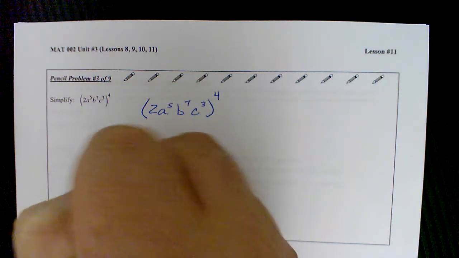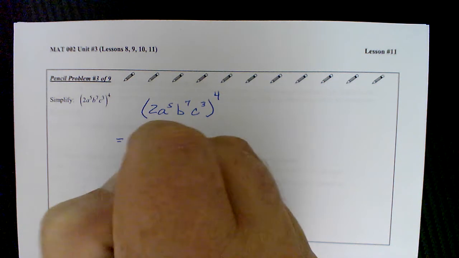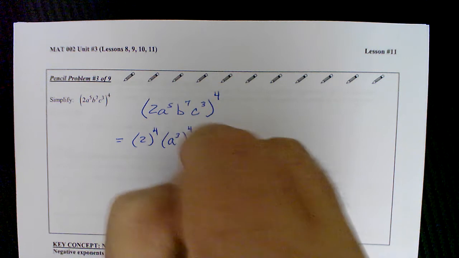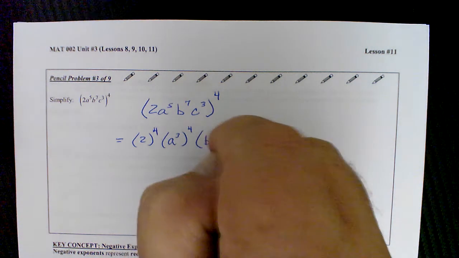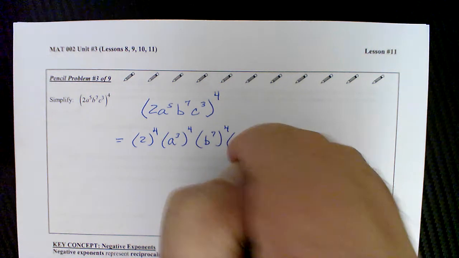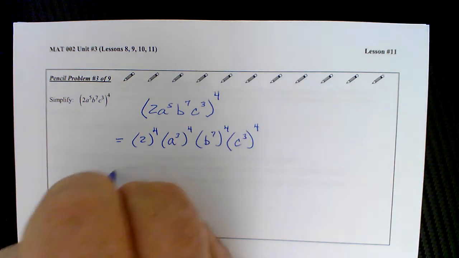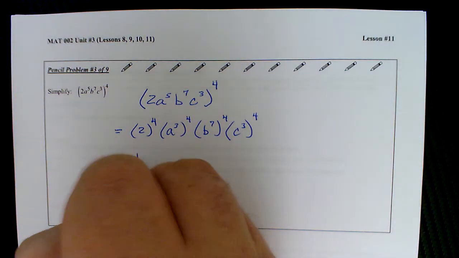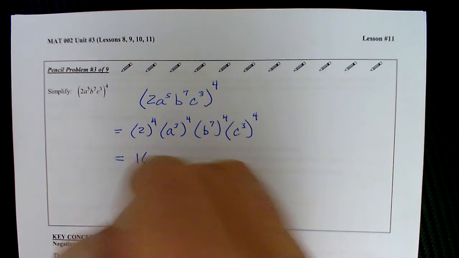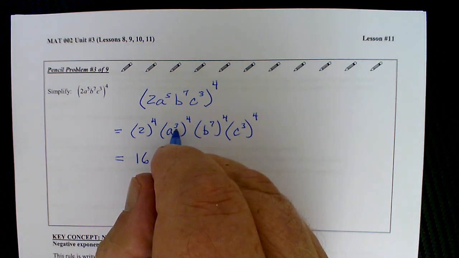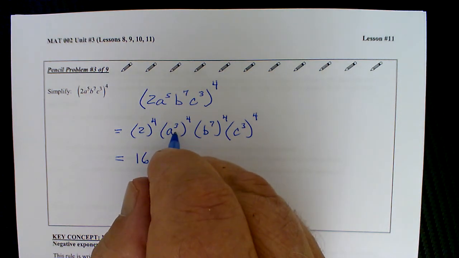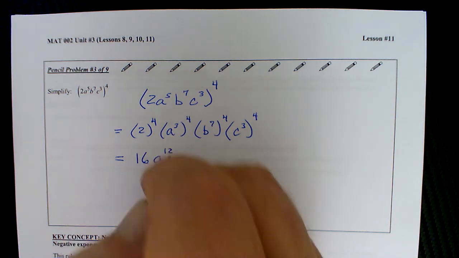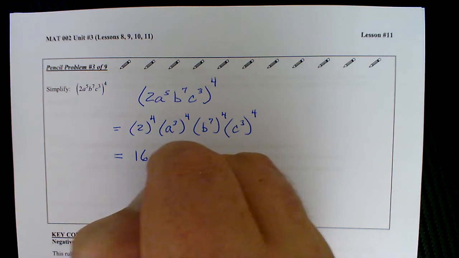If you want to show it explicitly, 2 gets raised to the 4th, a to the 3rd gets raised to the 4th, b to the 7th gets raised to the 4th, and c cubed gets raised to the 4th. Then we'll evaluate each of those. 2 to the 4th is 16. Here, this is our power property, where when we take a power raised to a power, we multiply the exponents. So a raised to the 3 times 4 is 12.